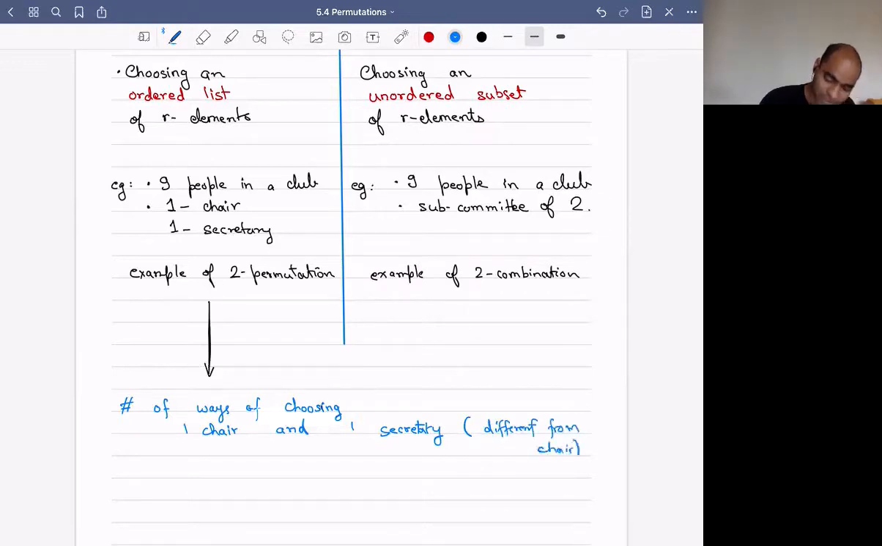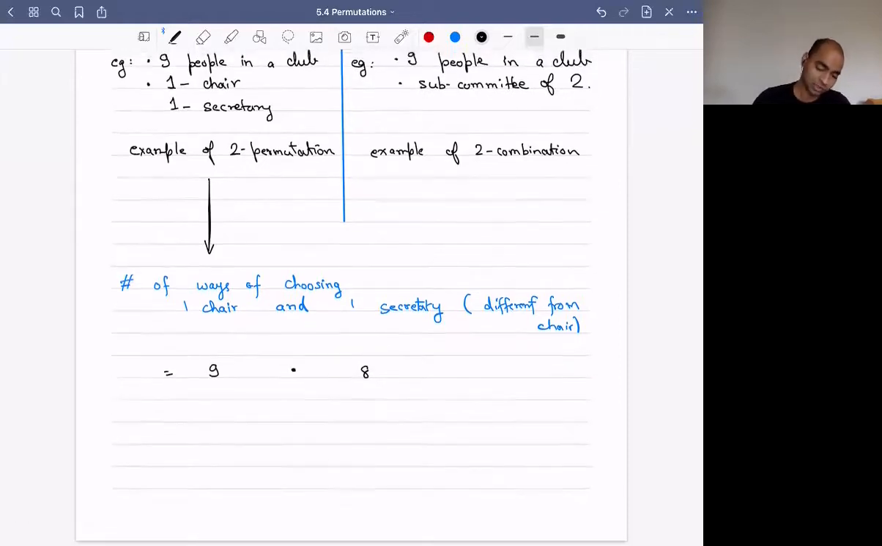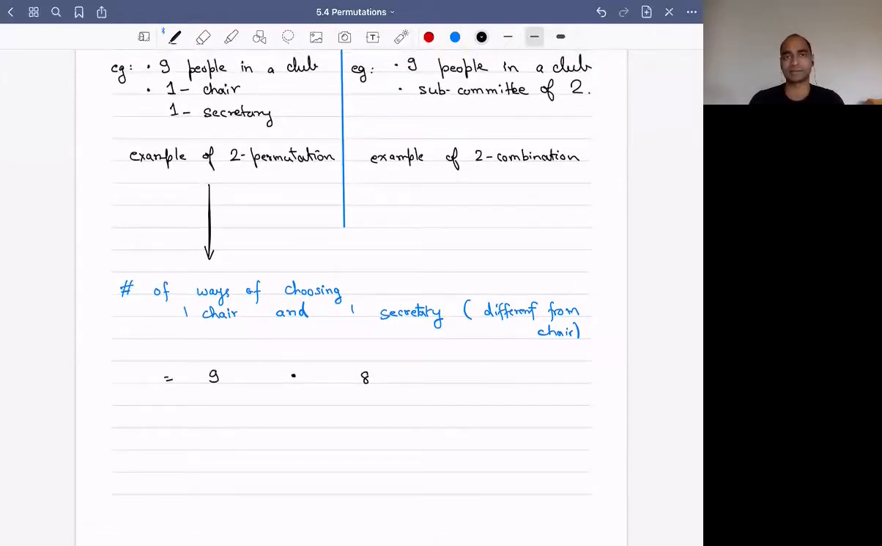Now we can use the same principles that we've been learning in the previous videos. There's an "and", so I'm going to have to multiply. For the chair, I have 9 choices. For the secretary, now I can't pick the person who was the chair, so I have 8 choices. And so the total answer is 9 times 8. Now you might say, well, what if I choose the secretary first and the chair second? You will get exactly the same answer. Okay, so that's an example of a 2 permutation.